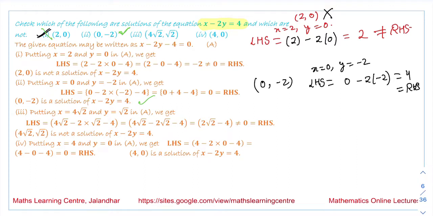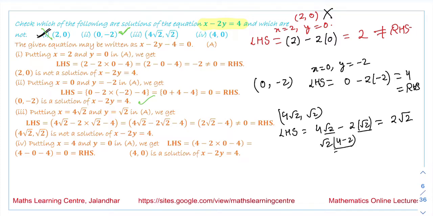Now in the third part, we have the point 4 root 2 comma square root 2. So when we are talking about this point, we substitute the values in. We write LHS is equal to 4 square root 2 minus 2 into square root of 2. So the answer you will get is 2 into square root of 2. Why? The square root 2 is common. We are left with 4 minus 2, and 4 minus 2 is 2. So this answer is not equal to RHS, so this is not the solution. It means the ordered pair 4 root 2 comma root 2 is not the solution of this linear equation.